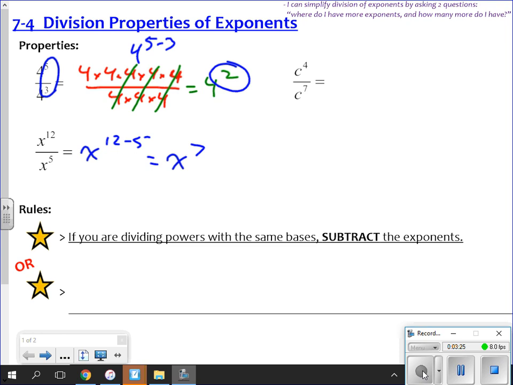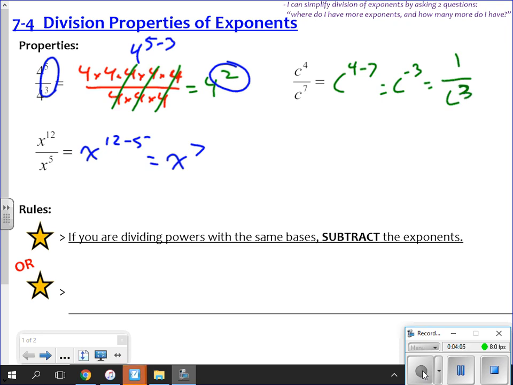So if I apply this rule to the one that I have here, c to the 4th divided by c to the 7th, that's c to the 4 minus 7. And I do my subtraction, right? What is 4 minus 7? Negative 3. So this is c to the negative 3 power. But what are we not allowed to have in our final answers? Negative exponents. So what do we do? Our rule says we put it in the denominator and make it positive. Equals 1 over c cubed.